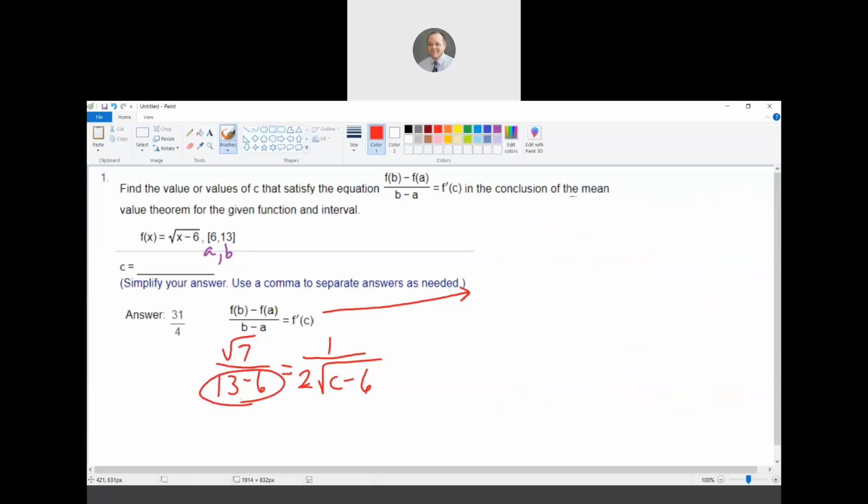And this is 7, by the way. So we got 7 equal to 2 times square root of 7 times square root of c minus 6. And to get rid of the radicals, let's square both sides of our equation.